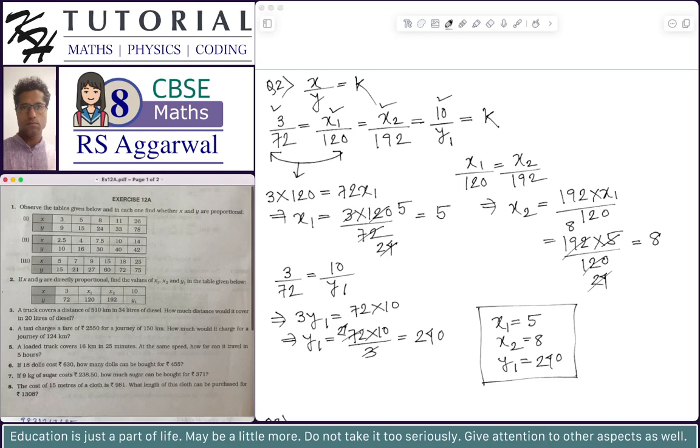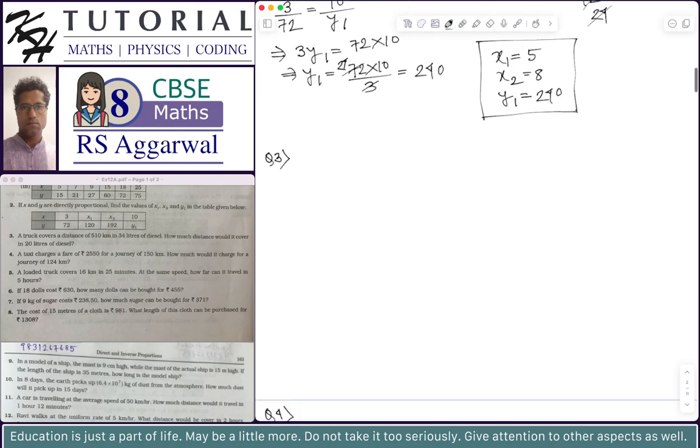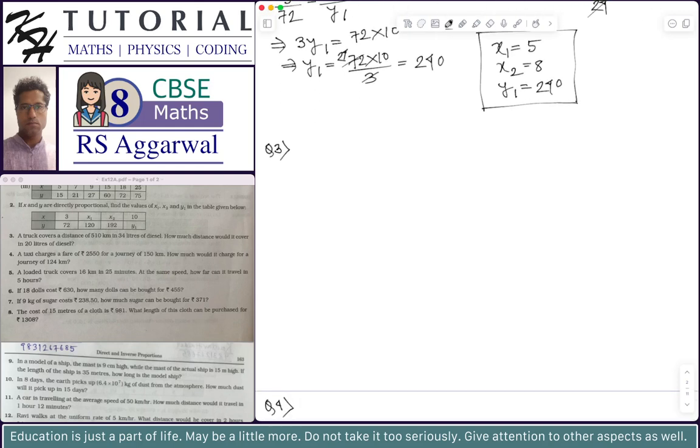Okay, let's solve question number 3. The rest of the problems are all word problems, that is, application of direct variation in real life problems. Okay, a truck covers a distance of 510 km in 34 liters of diesel. How much distance would it cover in 20 liters of diesel?